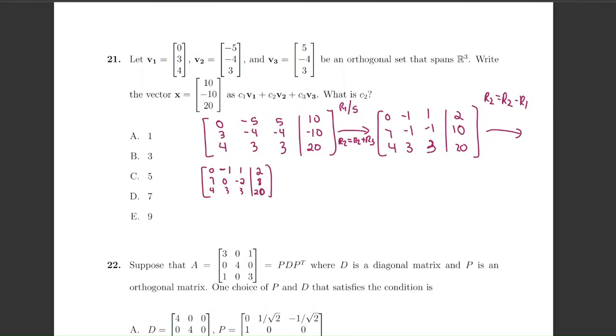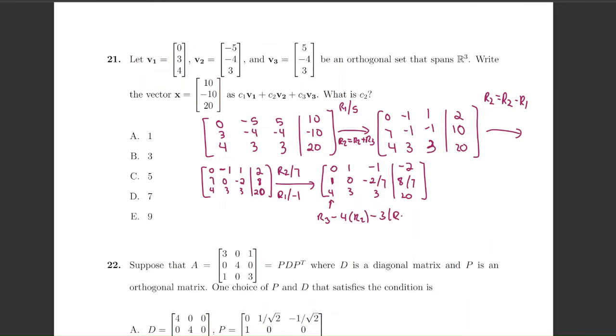Okay, and then I'm going to divide the second row by 7. So 1, 0, negative 2 sevenths, 8 sevenths, 0. And I'm also going to divide the first row by negative 1, giving 1, negative 1, negative 2. Now that I have these two rows like this, I'm going to do row 3 minus 4 times row 2 minus 3 times row 1.